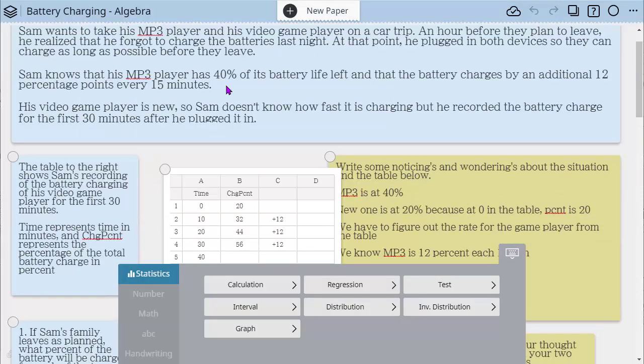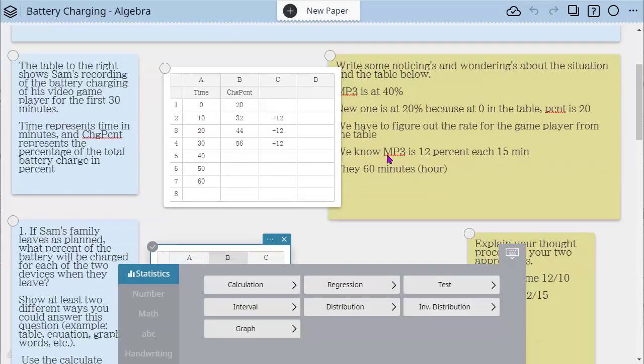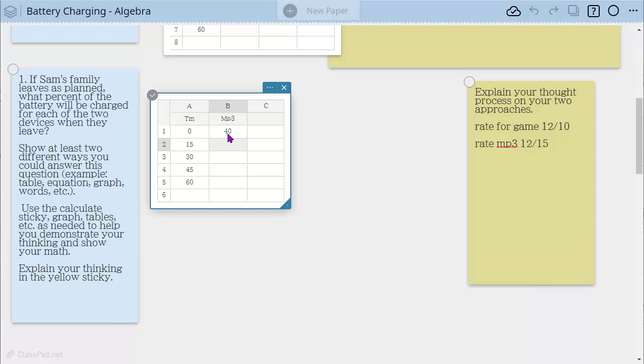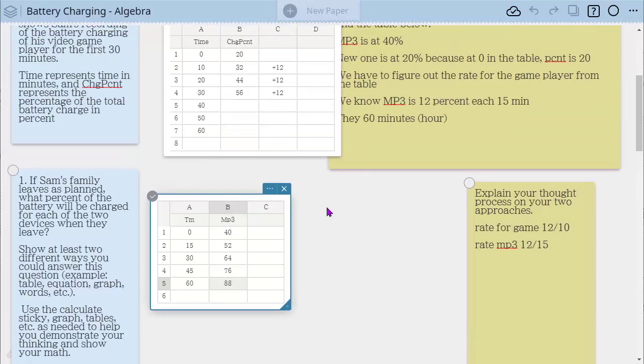Where did it start? So I might go back up to the problem. I might go to my noticing and wonderings. I have lots of ways to represent my thinking and to go back and check myself. So it started at 40. So if I add 12 to that, I get 52, 64, 76, and 88. So I've answered it using a table, right? So that's one way they can do it.